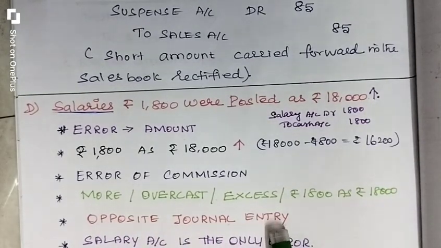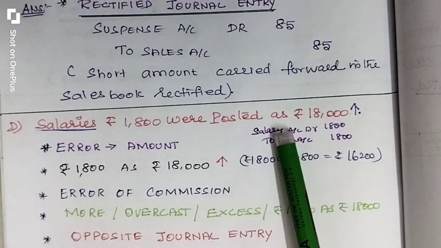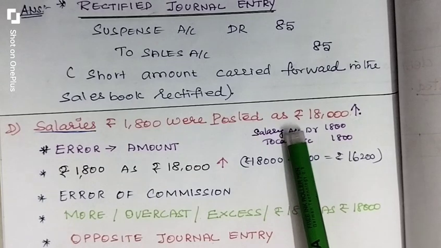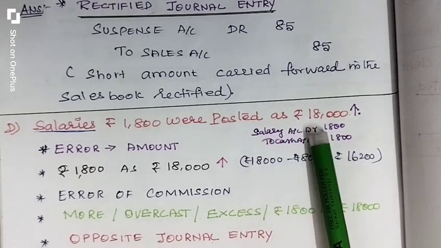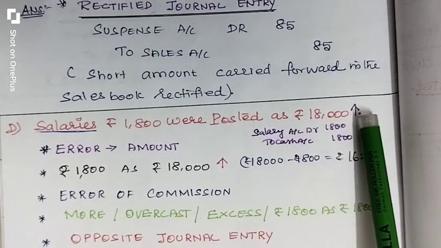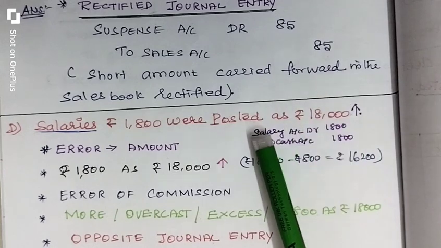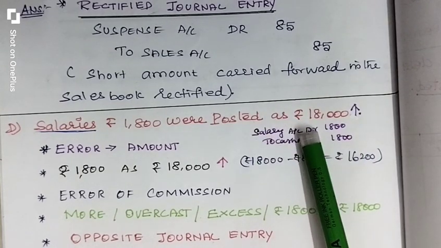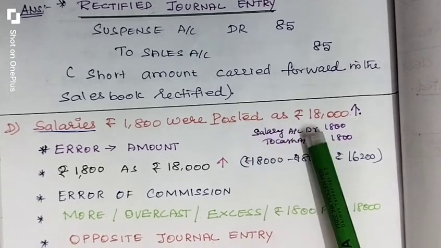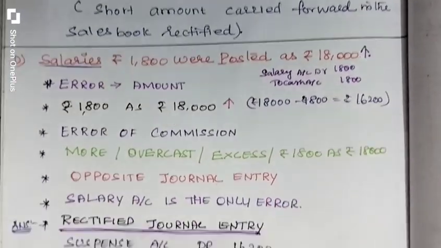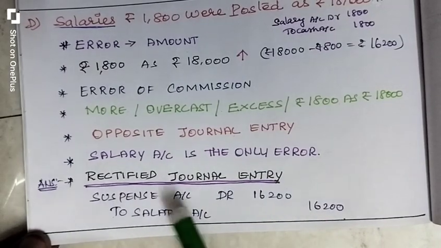What is meant by opposite journal entry? Generally, what is the original entry for paid salary? Salary account is to be debited. Okay, this is the original journal entry. Whenever you see overcast, you should follow the opposite journal entry to rectify the error. Okay, so salary account is debited, so it is to be credited to rectify the error. Salary account is to be credited. Okay, so the rectification of the journal entry is, this is the answer, listen.